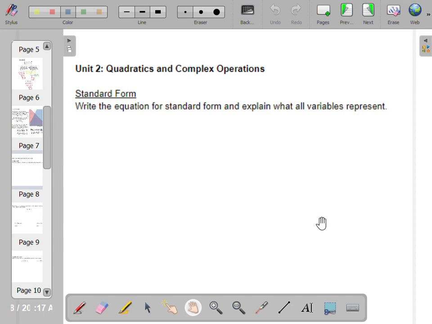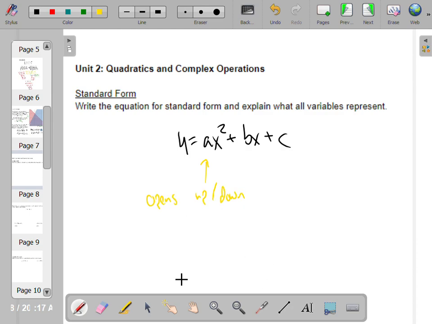Quadratics. So that was the first part of the semester. Now we're in the quadratics. So I'm going to go through all the forms of a quadratic. Standard form of a quadratic is ax squared plus bx plus c. Now, a tells you whether the quadratic opens up or down. If it's positive, it opens up. If it's negative, it opens down.